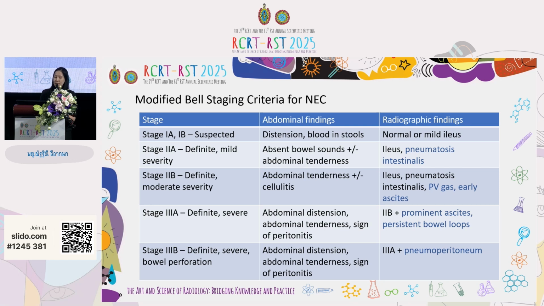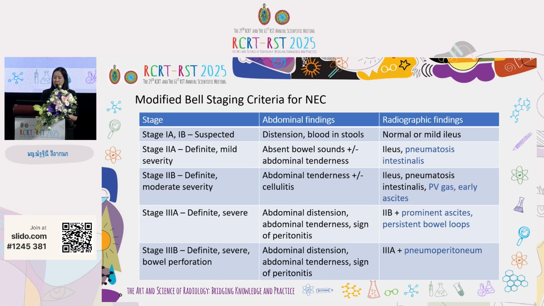Stage 2A indicates a definite diagnosis of NEC with mild severity. The patient may present with absent bowel sounds and may have abdominal tenderness. Plain radiograph shows ileus and pneumatosis intestinalis. Stage 2B confirms a diagnosis of NEC with moderate severity, with abdominal tenderness and maybe cellulitis. Radiographic findings are like stage 2A plus portal venous gas and ascites.